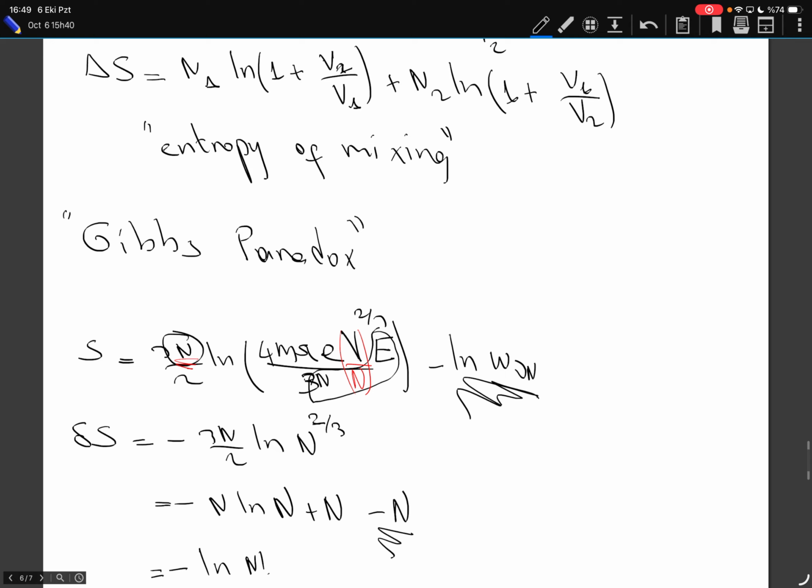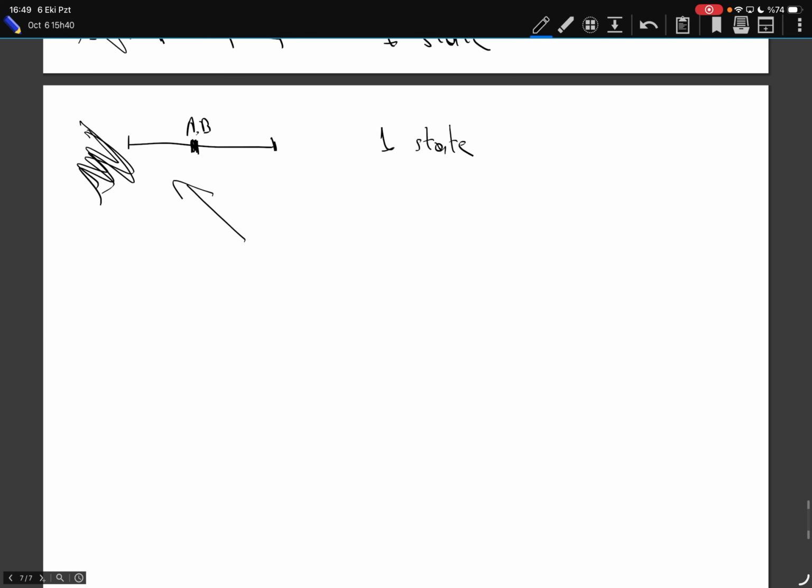Okay, let's address the issue of this omega zero. Remember, omega zero was essentially the volume in phase space that corresponds to one microstate. In classical physics, every point in phase space corresponds to a different microstate, so omega zero is basically zero. But that basically doesn't make sense, it doesn't work. But quantum mechanics tells us what omega zero is. So let's look at the quantum mechanical ideal gas.